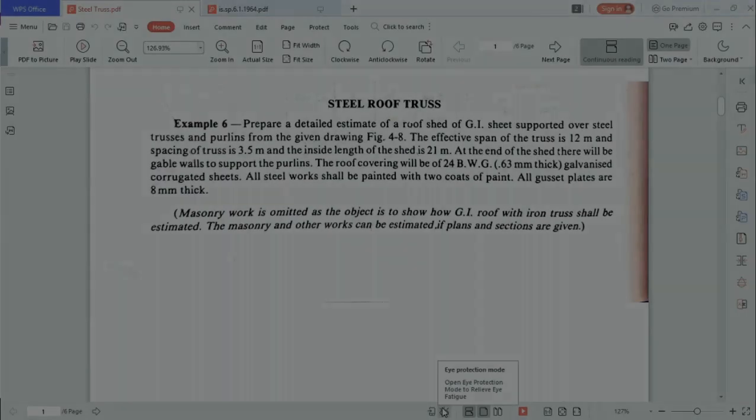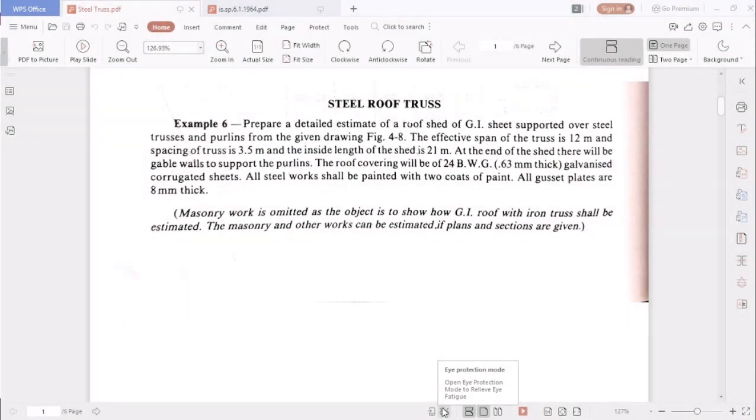Hello, my dear students. Today, let us discuss the steel roof truss. So, what do we know? What is a truss? A truss is a structure that consists of two force members only, where the members are organized so that it behaves as a single object.